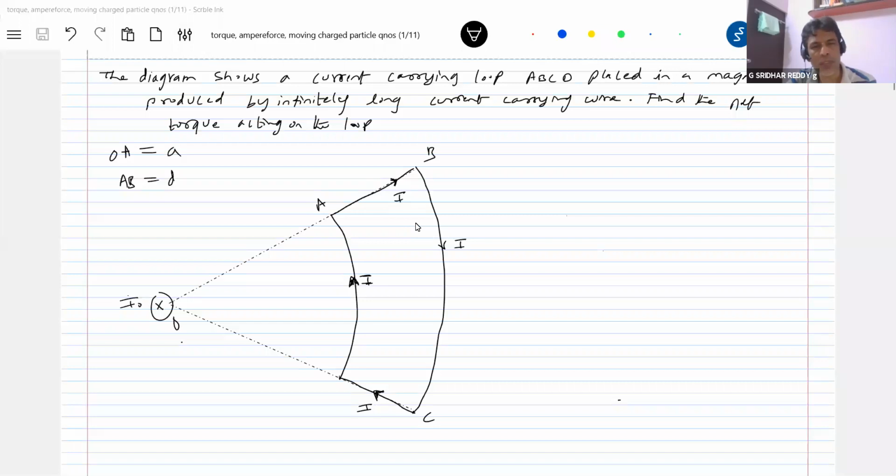We'll continue the problems involved with the torque due to dipole moment, motion of charged particle, and Ampere's force. So we'll begin with this question.